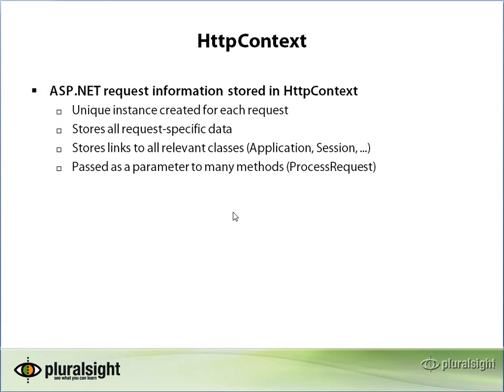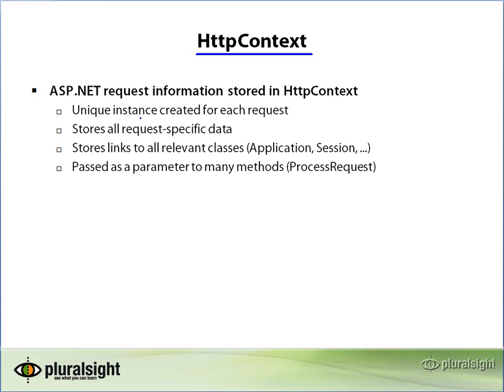Now, before we jump into building applications, modules, and handlers, let's first take a look at the HttpContext class, because this is something you'll end up using in most of those extensibility point implementations. So the context class, as I mentioned, is created uniquely with respect to each request that comes in. So you'll have a distinct instance of this class for each request that comes in.